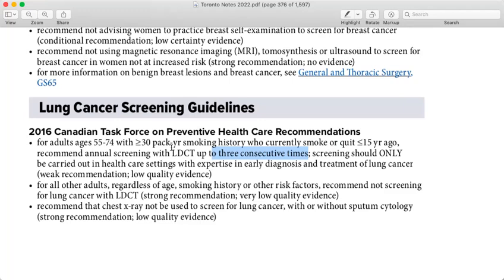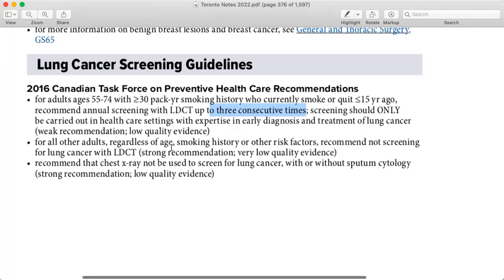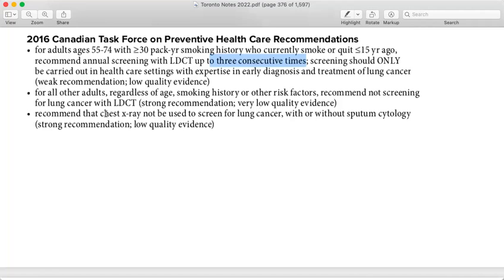It's important. This is very, very, very important. Please remember this lung cancer on your fingertips. Because lung cancer screening is not done with chest x-ray, so don't miss this one. For all other adults, regardless of the age, smoking history or other factors, recommend not screening. Whatever has happened, you are not going to ask them. If this patient is in contact with secondhand smoking, like somebody in his friend zone is smoking, you are not going to ask them to go for lung cancer screening.